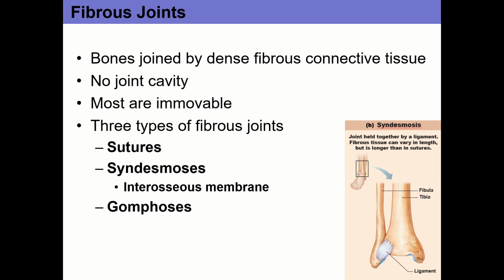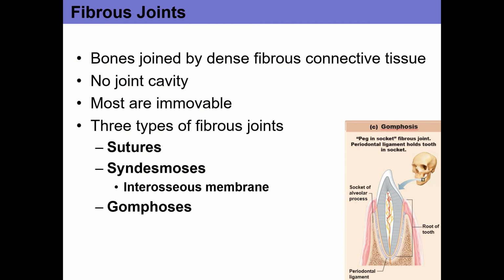The last one, gomphosis, it's a peg and a socket. The only example in the body is the teeth. They fit inside the socket, inside your maxilla or mandible, and then there's a ligament actually inside of the little socket that holds your teeth in there. Pretty small ligament, but there is one that holds them in there. So gomphosis, peg, and a socket.